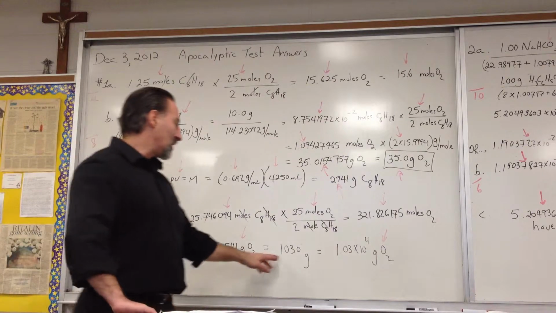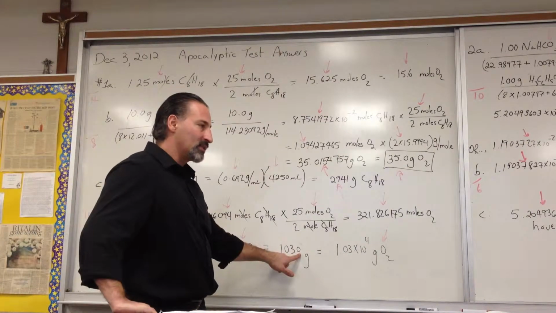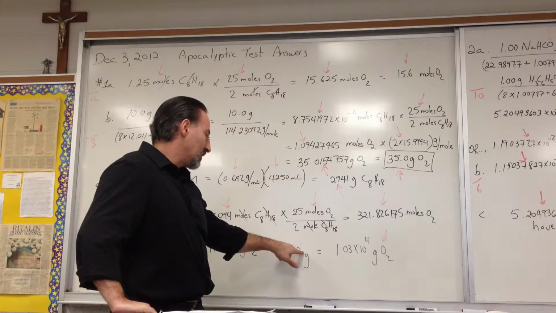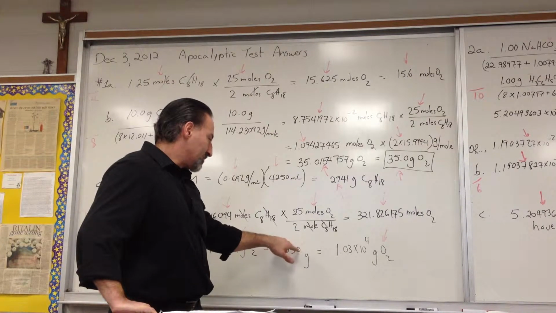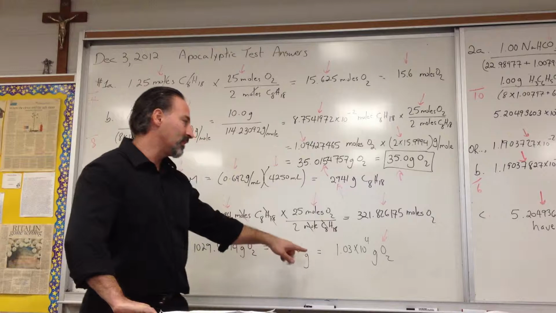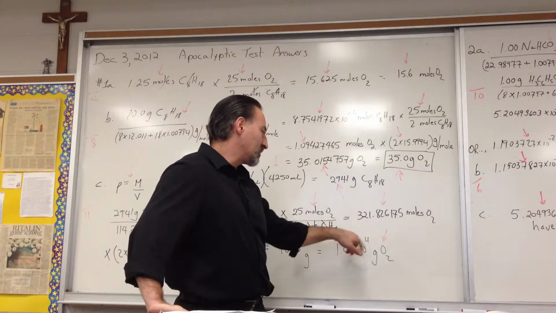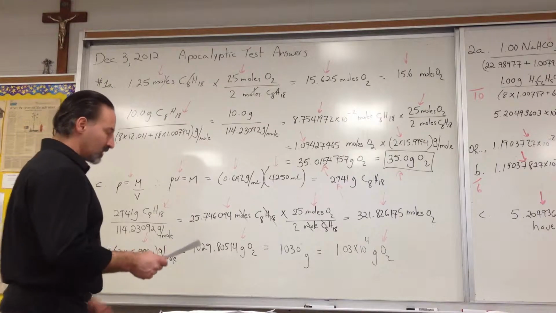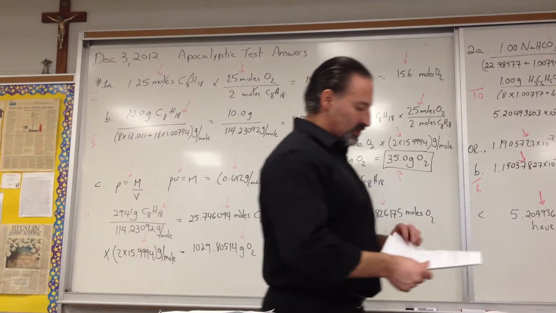So we write 1,030. This 0 doesn't count as a significant figure unless you put a decimal place there. If that disturbs you, you could simply write it as an exponent, 1.03 times 10 to the 4 grams of oxygen. That question was out of 11. Second question.